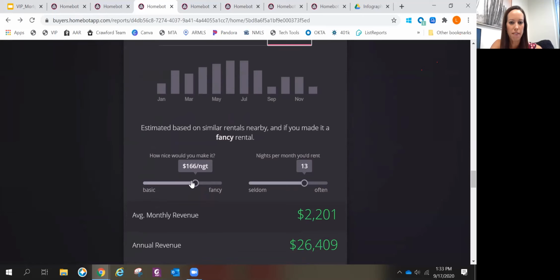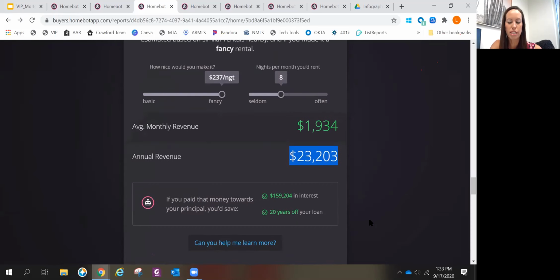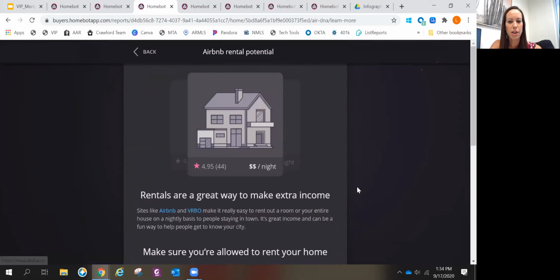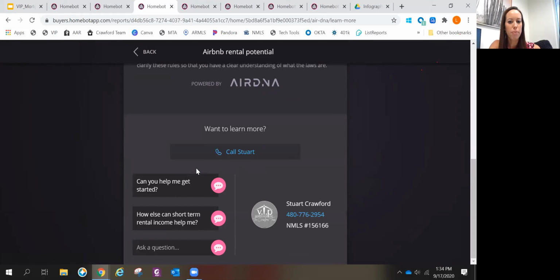And then it tells them if they want to make it basic versus fancy. And then if they only want to rent it 8 nights a month when they go up to their cabin in Flagstaff, they could make an extra almost $2,000 a month, an annual revenue of $23,000. And if they put that towards their principal on their loan, they could save $159,000 in interest and 20 years off their loan. And then if they click, can you help me learn more? It gives information here. And then it has the prompts that would come to you if they want more questions.